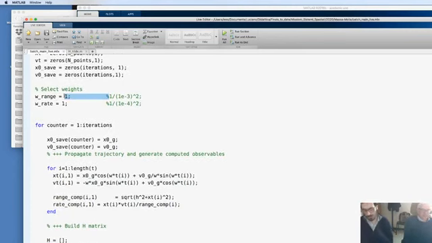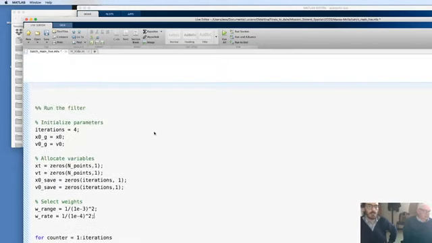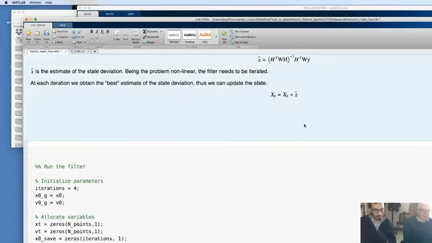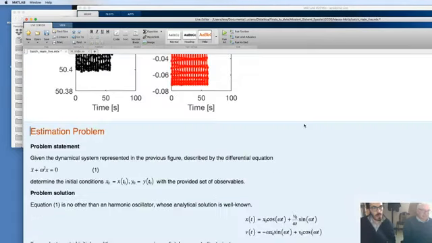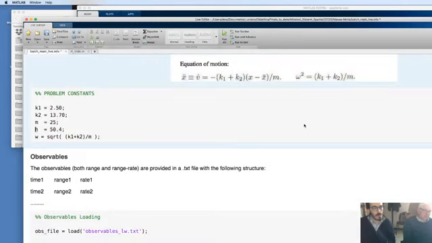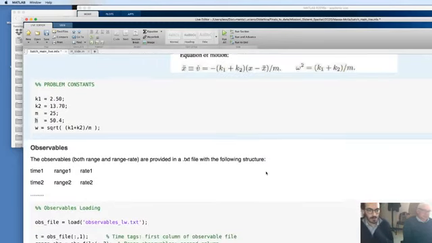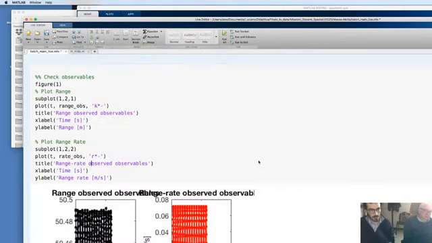Okay, in this case, I use, let's call them, correct weights for range and range rate. What does it mean, correct weights? These are the weights that have been used in generating the observables. In a realistic case, these are the weights associated to the measurement system used. I just check that I'm using the correct observable file because I have many. So in this case, we are using different weights for range and range rate.